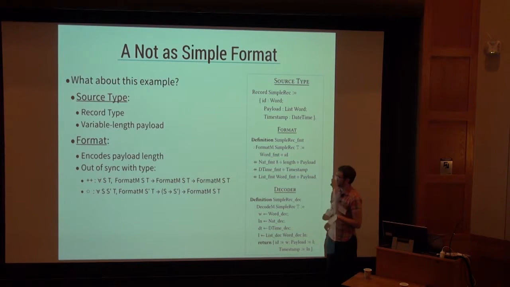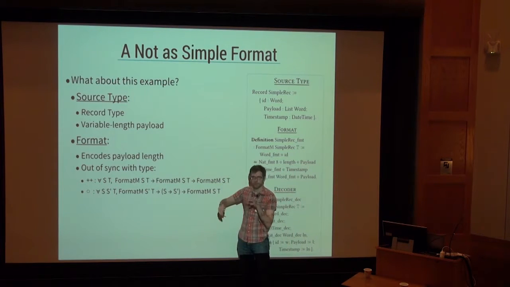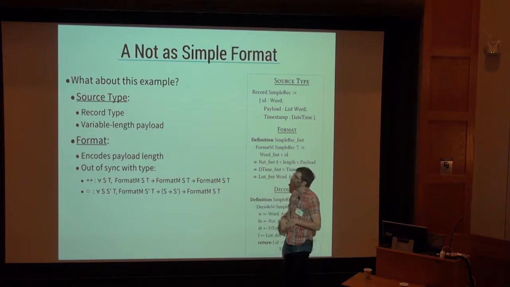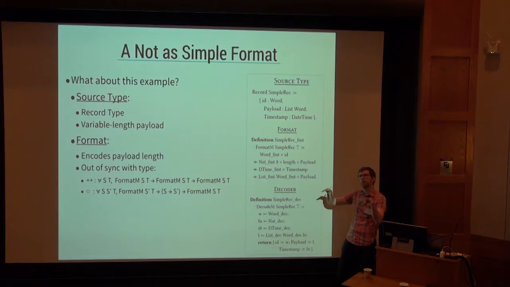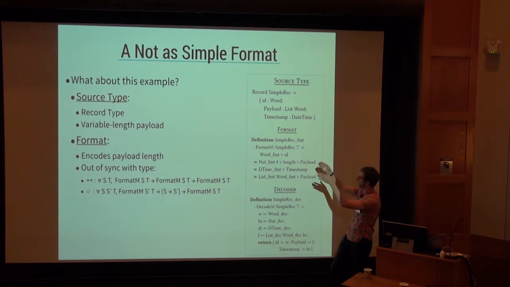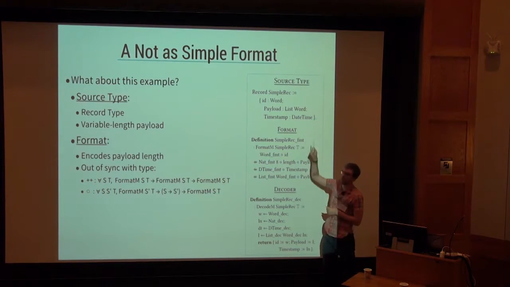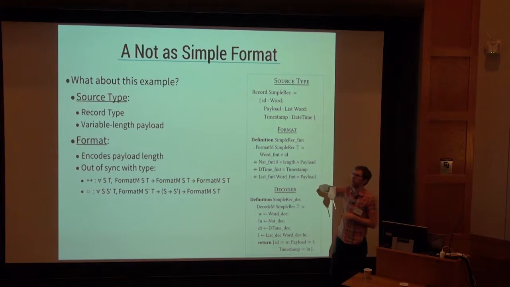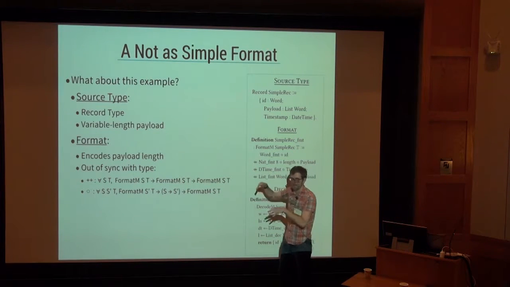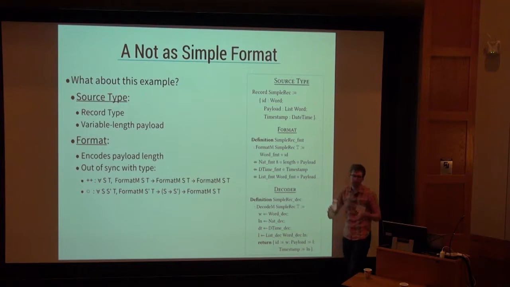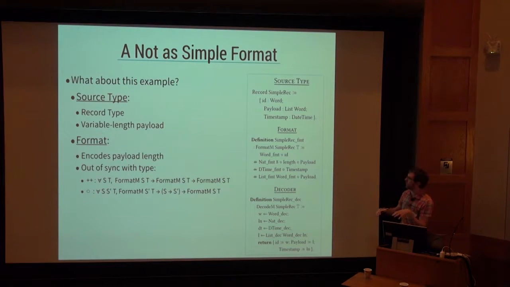Okay. Additionally, we're out of sync with the type now, right? Before, the type of the format was very much guided by the source type, and we were encoding things of this product in the exact same order they appeared in the product. So we did the ID, and then we did the date, and then we did the payload. But here, it's not clear from this record. We'd have to reflect on the definition of this record type in order to be in sync. So we don't want to do that. And in fact, we don't really want to force users to write formats that are in sync with their source type.